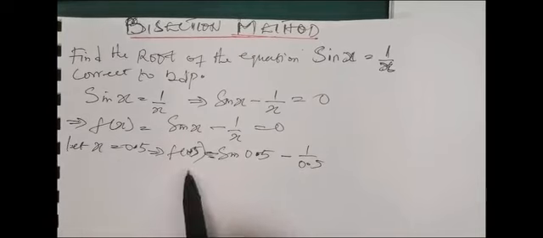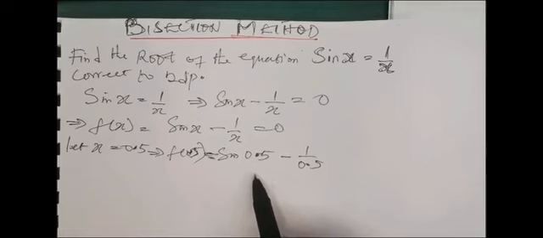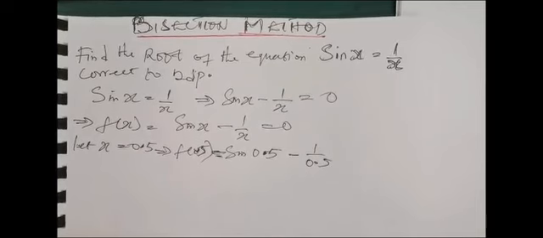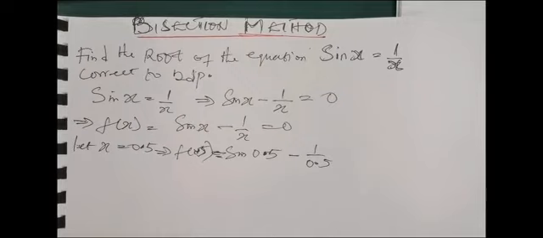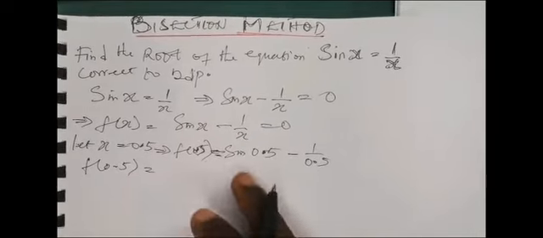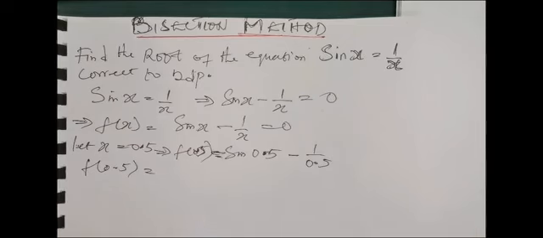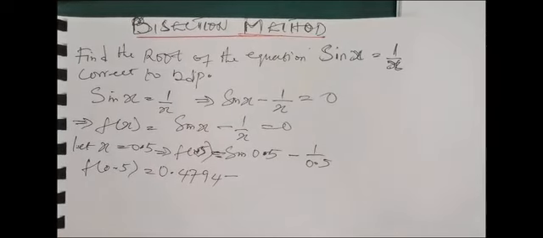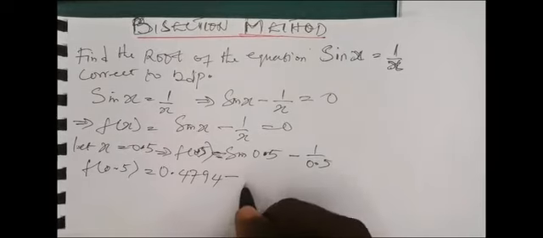That means f of 0.5 becomes sin 0.5 minus 1 over 0.5. When punching this, please don't forget to put your calculator in radian mode. To punch sin 0.5, do not forget to put your calculator in radian mode. Having done that, f of 0.5 is going to be equal to, now let's find sin 0.5. Sin 0.5 simply gives us 0.4794 minus, let's find 1 over 0.5, that simply gives us 2.